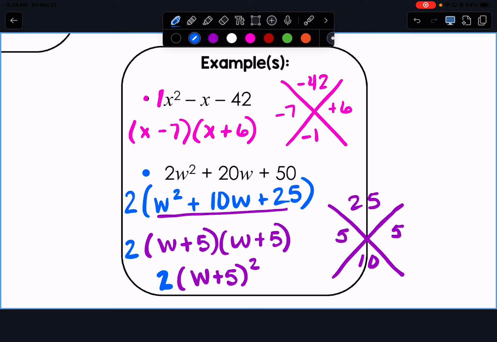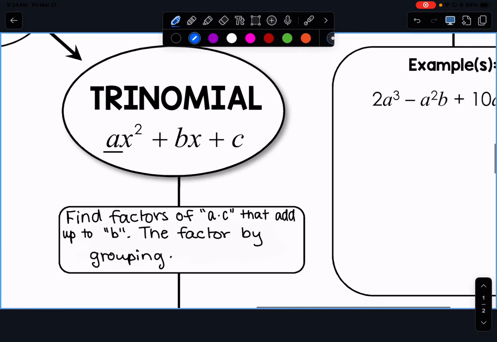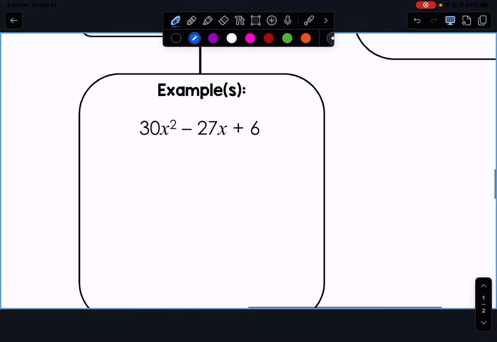Over here, our A is going to have a number there. So we have to factor by grouping. We cannot use the shortcut on these. If A is anything other than 1, we cannot use a shortcut. So let's do this one.